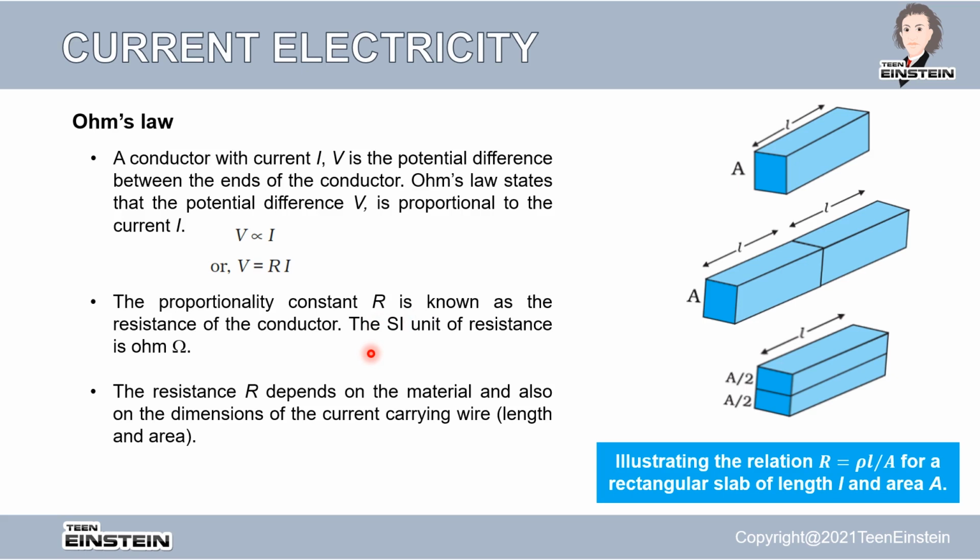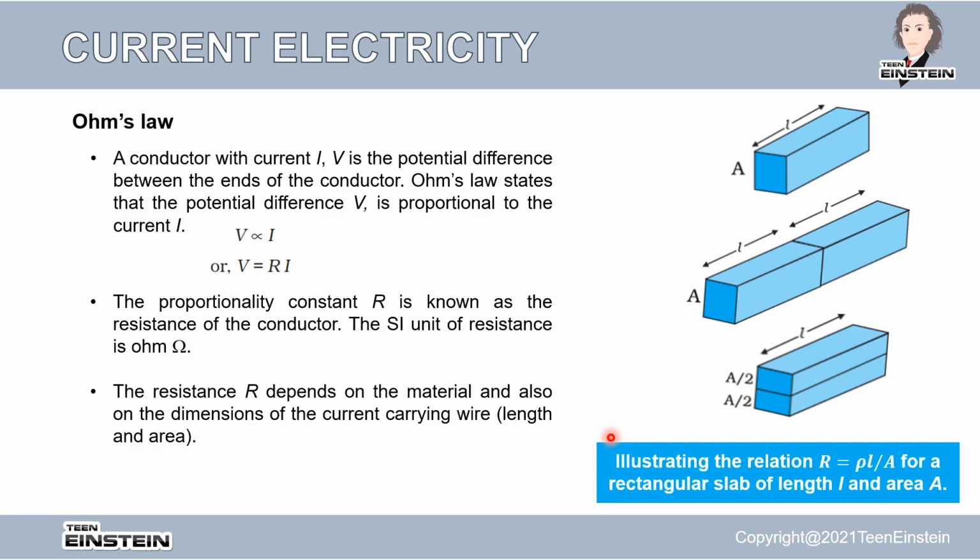Resistance means how much the material resists the flow of electrons. So R is a measure of how much resistance the material is giving to the free flow of electrons within the conductor. The resistance R depends on the material and also on the dimensions of the current carrying wire, length and area. Different materials will have different resistance values or resistivity values. We will see what resistivity is later. Depending on the particular material, the resistance values will be different.